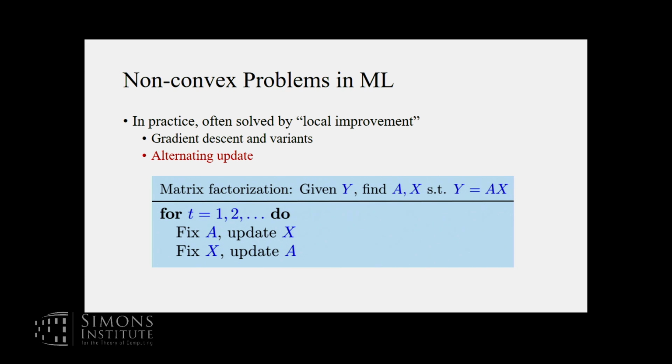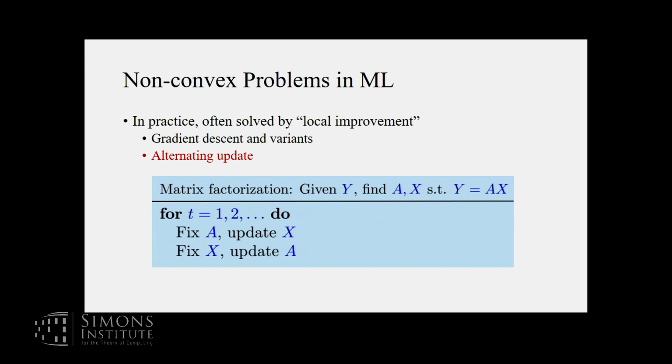So this is a concrete example, matrix factorization. We are given a matrix Y, and we want to find two matrices, usually low rank, such that Y equals the product of A times X. After doing some initialization, we can just fix A and update X, basically finding the best X that fits the current A. And then we fix X and find the best A that we can get. So it's kind of like some best response dynamics.